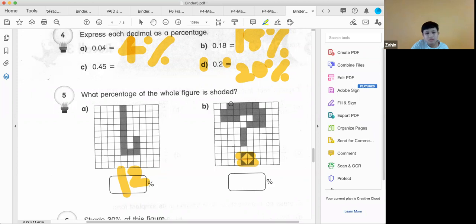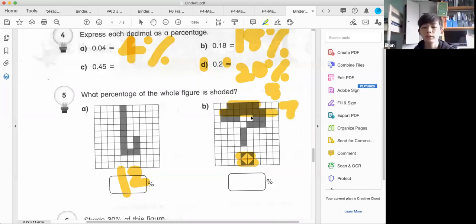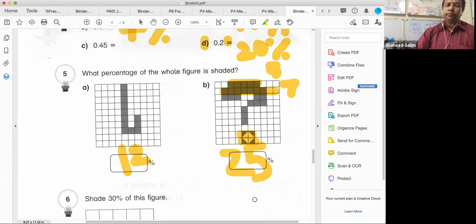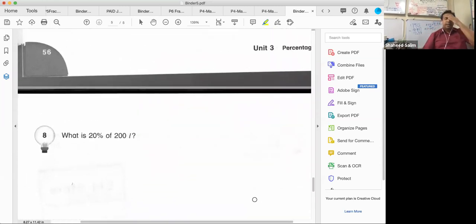Okay, down here, the first row, you have 5. Second row, you got 7. 5 and 7 is 12. Yeah, it's 25. Down here 5, another 5, and 3. So 5, 5, 3, 20, 25. Congratulations. Can you try question 8?